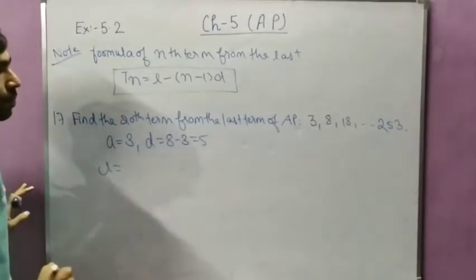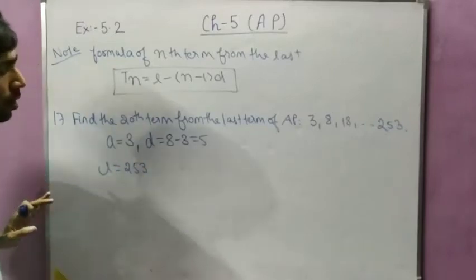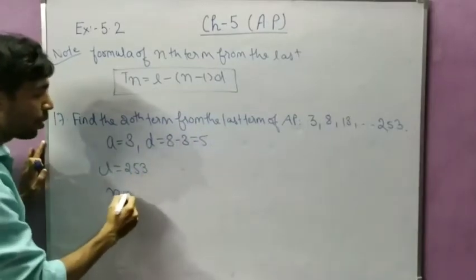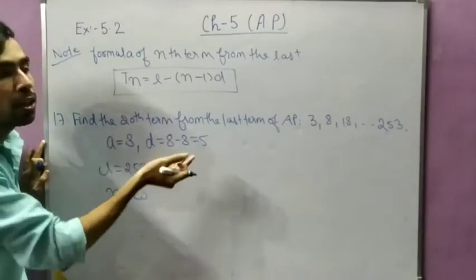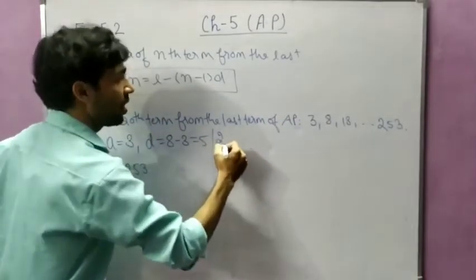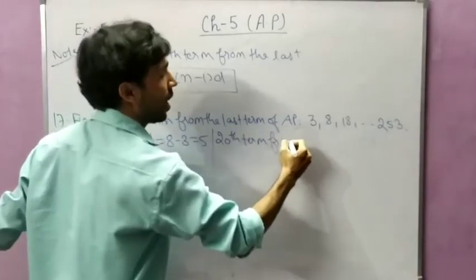Last term will be 253. So we have to find the 20th term from the last. It means n equal to 20. 20th term means n equal to 20. So, the 20th term from last.